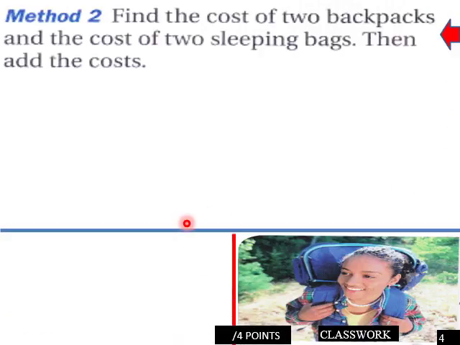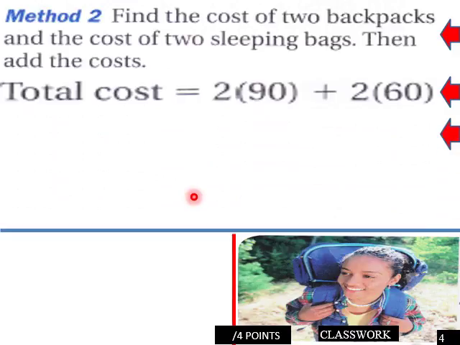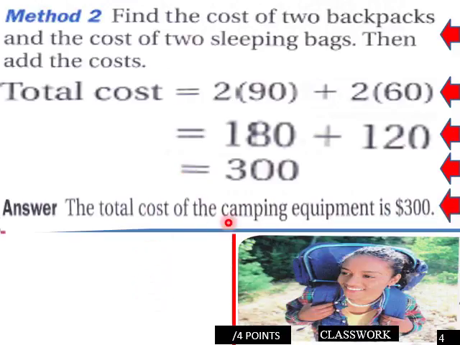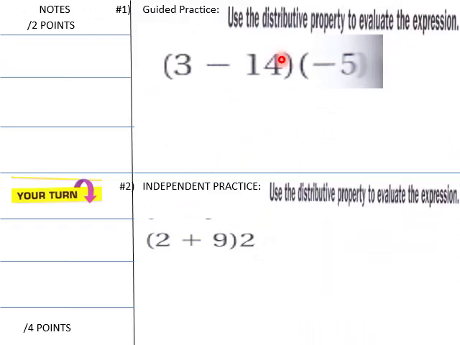Previous notebook taking situation there. Find the cost of 2 backpacks and the cost of 2 sleeping bags, then add the cost. So we multiply here by grouping, and we get 180 plus 120, and that would be 300. That'd be another way of looking at that same situation there. Total cost of the equipment would be $300, and we go into this distributive property down here, students, for you.